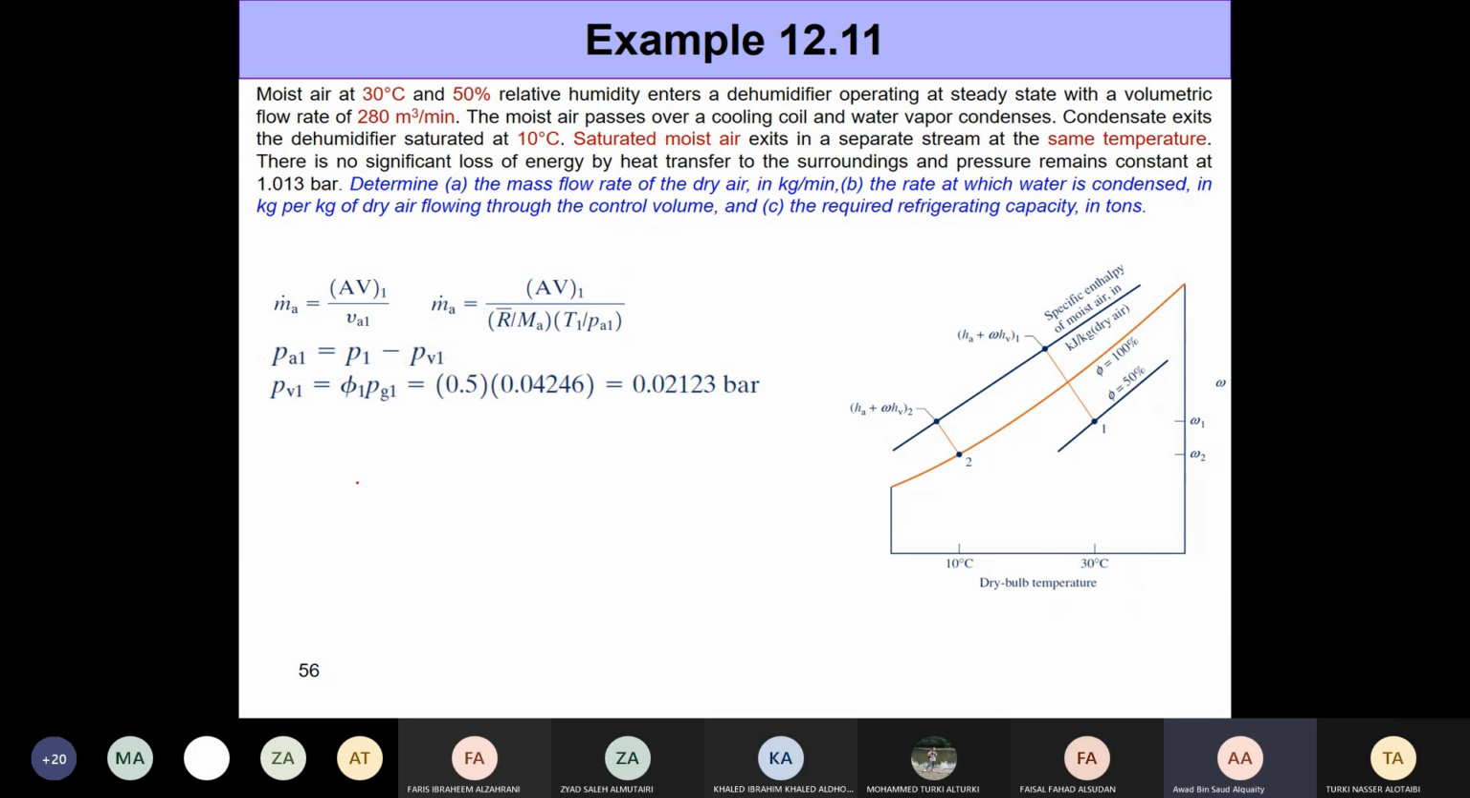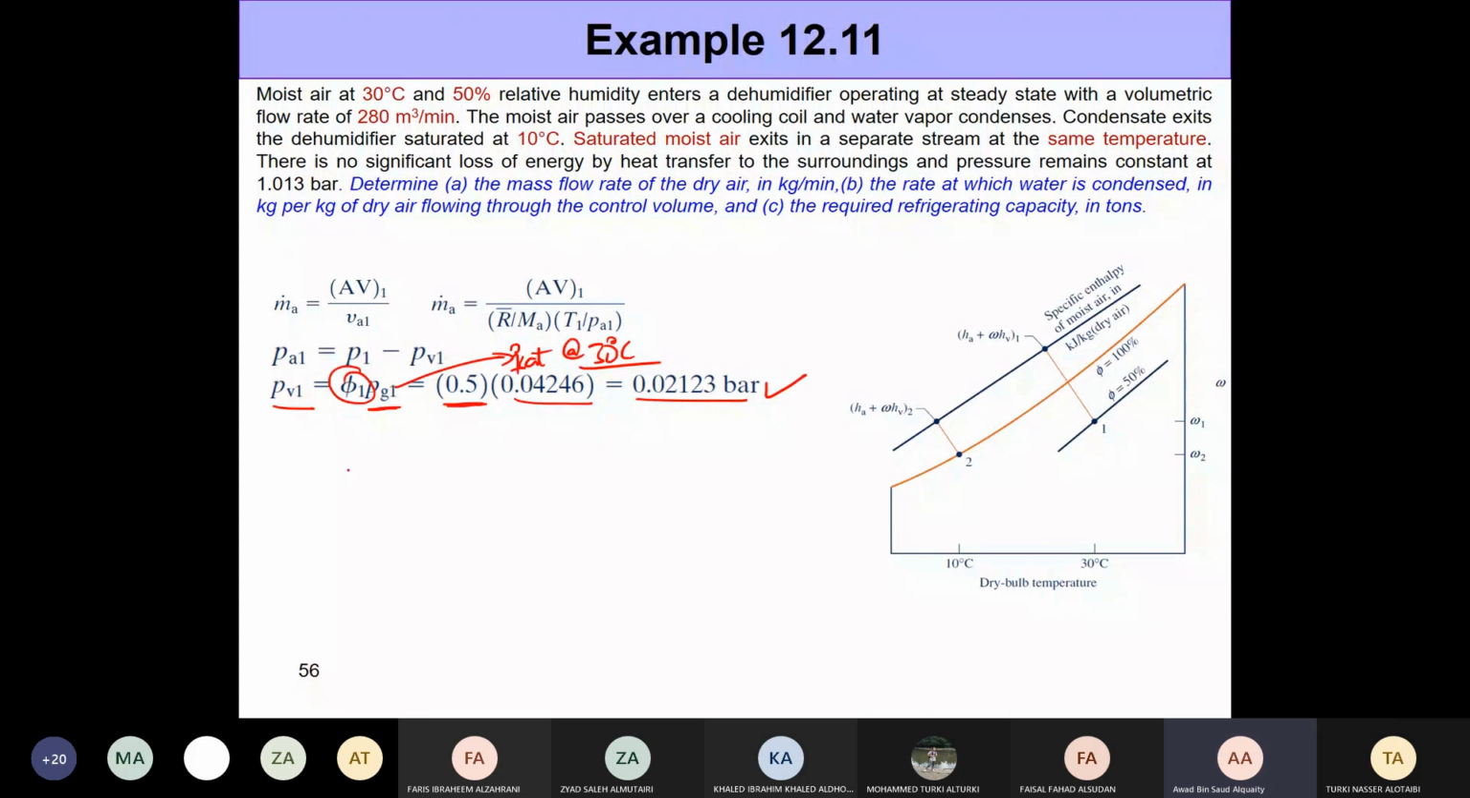So we can plug into this equation, where PV is relative humidity times PG, and PG1 is nothing but P sat at 30 degrees Celsius. This is by definition. We have relative humidity 50%, or 0.5, times this saturation pressure, and multiplying them gives PV1. As expected, PV1 is rather small. The amount of water vapor within the air is not so high. But this is the value that we have for PV1.